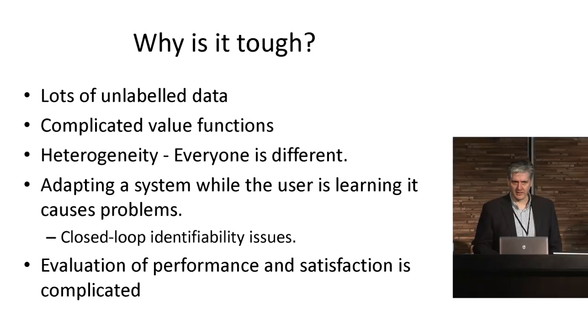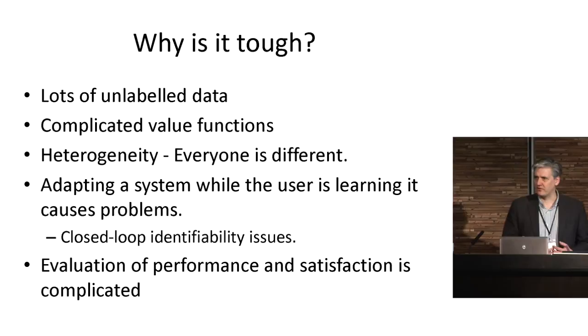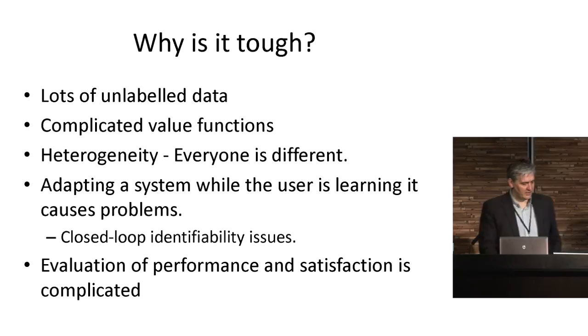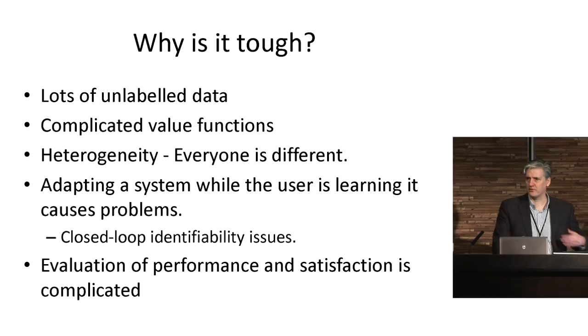Everybody has different priorities. And if you start to adapt a system while the user is adapting to it, then you get problems. You start to get chase effects. You've got interesting closed-loop identifiability problems because you're generating feedback as a function of the user's behavior, but then trying to learn the user's behavior, which is correlated with that feedback. And control engineers have known for a long time that doing closed-loop identification is much more challenging than open-loop.